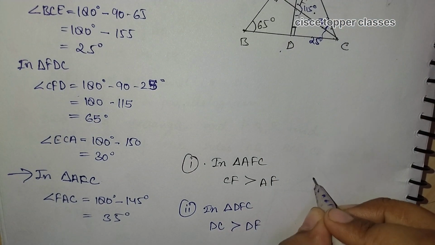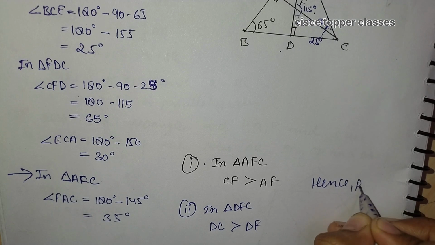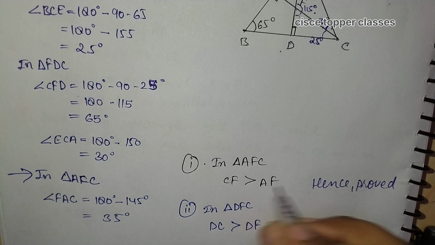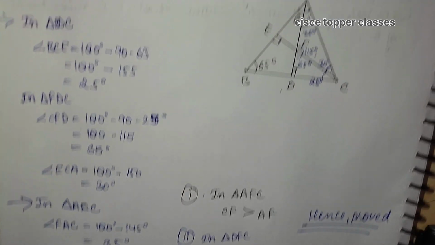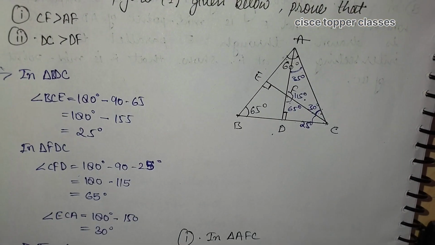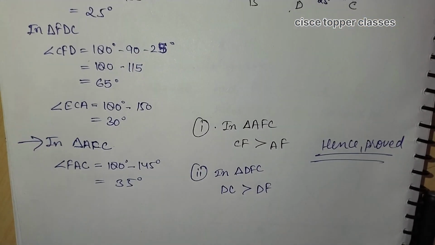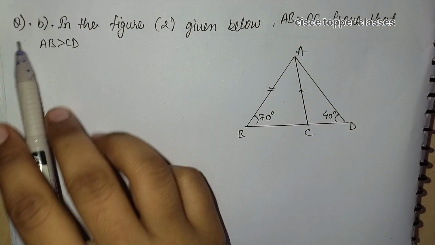So from here, hence proved that the first part is CF is greater than AF, and the second part is DC is greater than DF. So this is the solution of this question here. Now let us solve its second part.